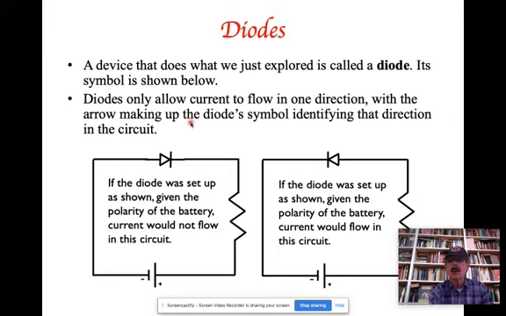Okay, that's what they're called. This is the symbol of a diode right here. Okay, the arrow is pointing in the direction that current can flow. So in this particular case, current is trying to be pushed this way. It won't flow. Notice the stop. In this case, current's trying to be pushed this way. It will flow if the diode was set up like so.